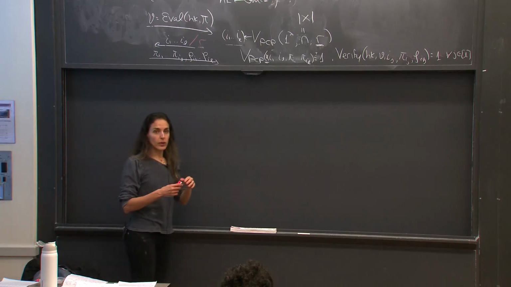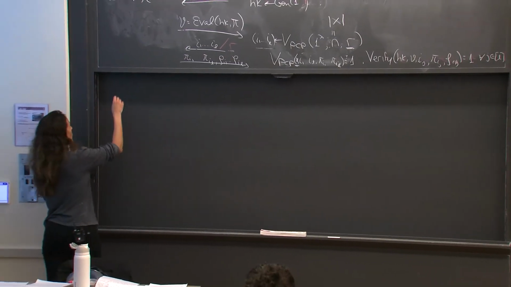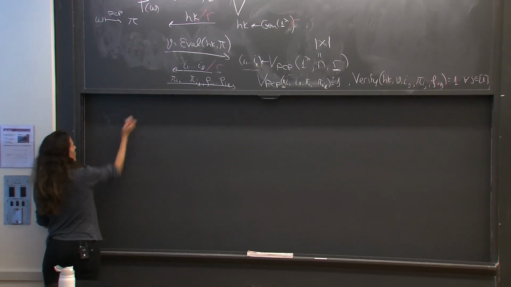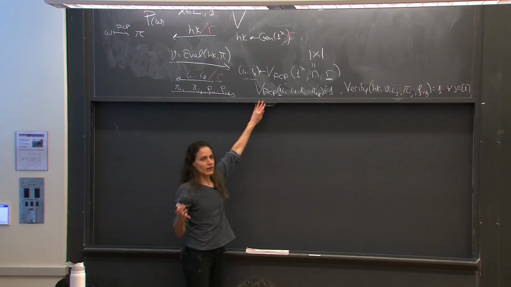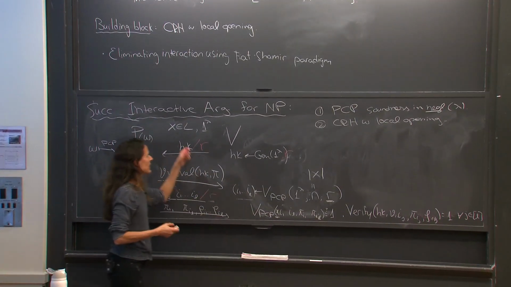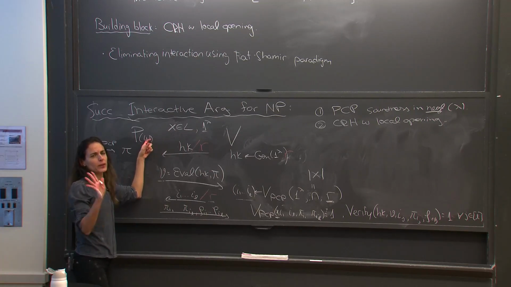Any questions before we start? No? Okay, so let's do it. Let's start with completeness because that's really easy. I can just say completeness is not worth writing because it's so trivial. So what does completeness say? Completeness says if the prover chooses x in the language and he has a witness, he's going to be accepted with probability 1.